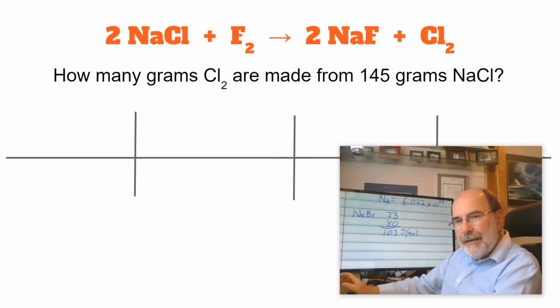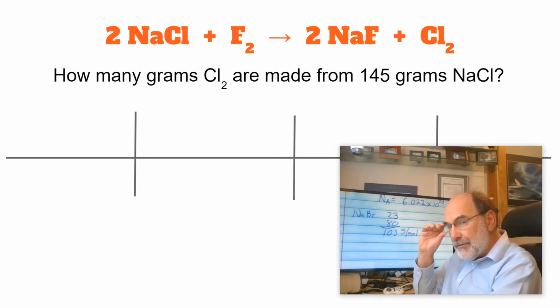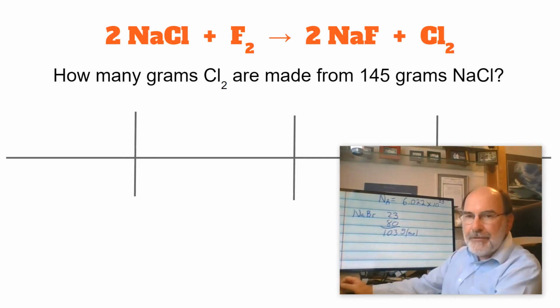So what's implied in this question is that I have an excess amount of fluorine gas. They didn't use the term, but if they are telling you I'm starting with 145 grams of this first reactant, and they mention nothing about the second reactant, you are to assume that the first reactant is the limiting reactant, and the one that they didn't tell you about is in excess. We have an unlimited quantity of fluorine gas. Don't worry about how much of it there is.